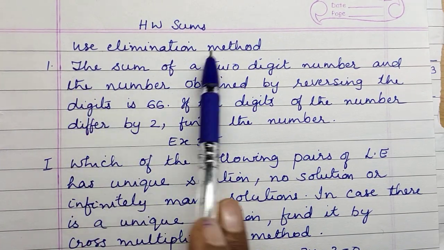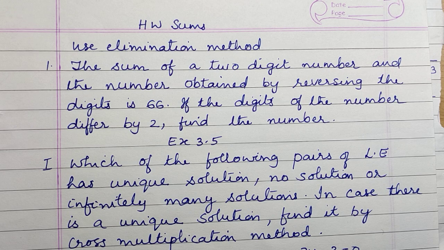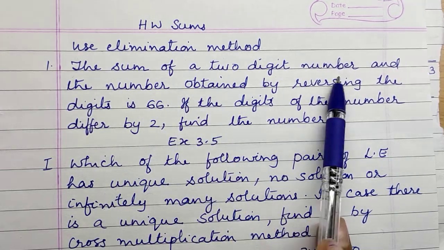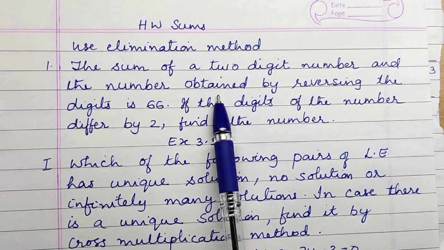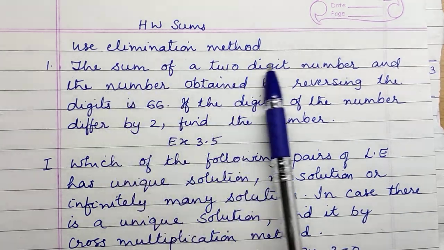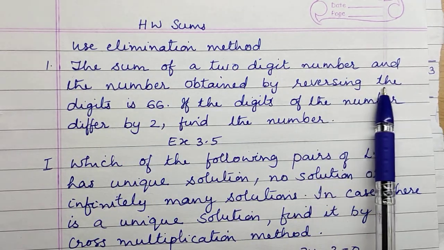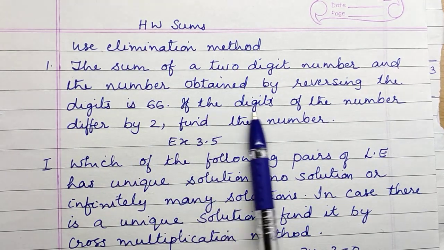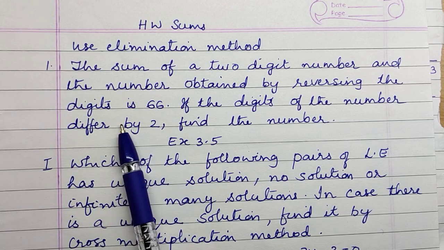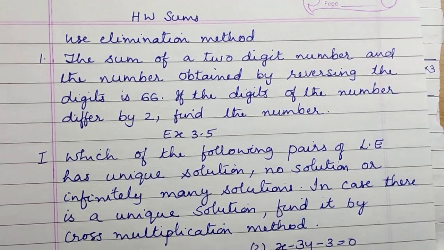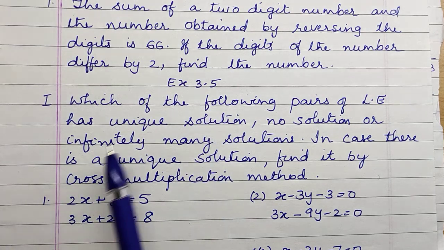Homework sums. Use elimination method. One sum: the sum of two digit numbers we have done already, so a similar type of sum. It is easy, you can do it. The sum of a two digit number and the number obtained by reversing the digits is 66. If the digits of the number differ by 2, here the difference, so x minus y you should take. Find the number. Next, exercise 3.5.